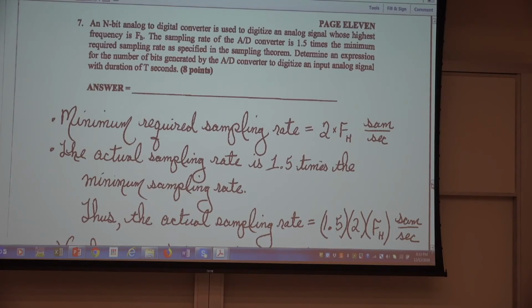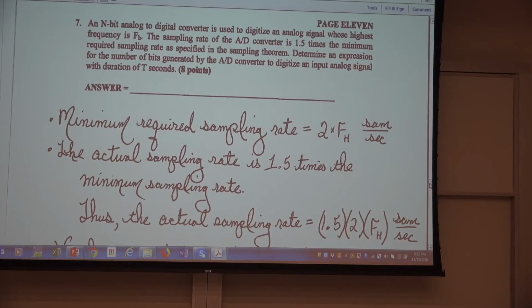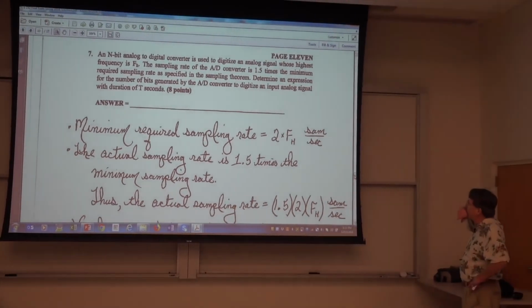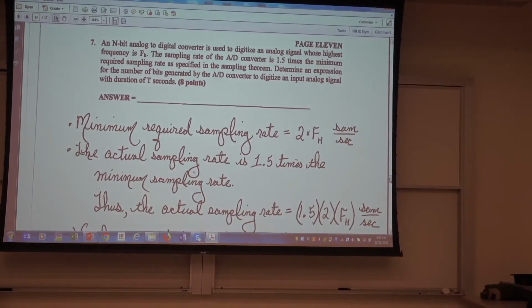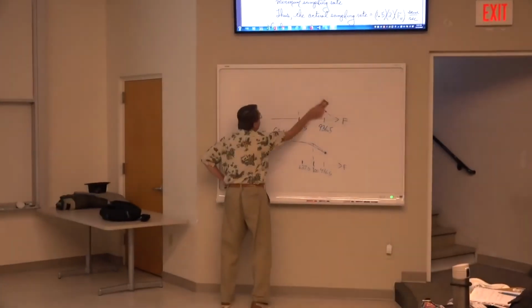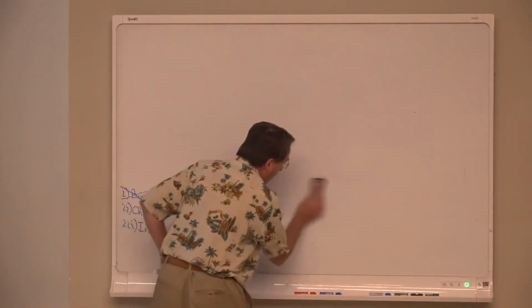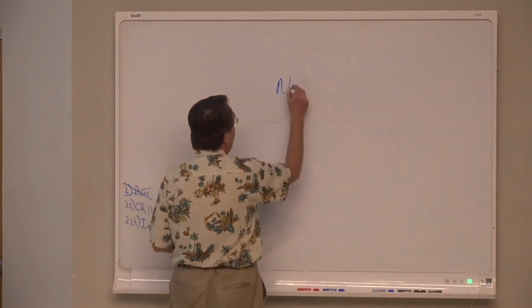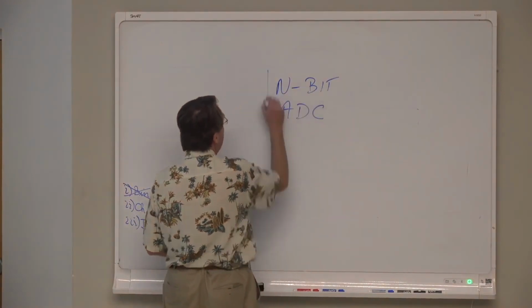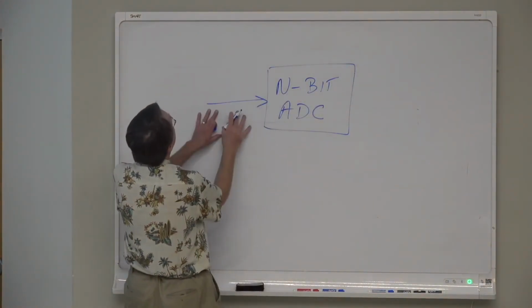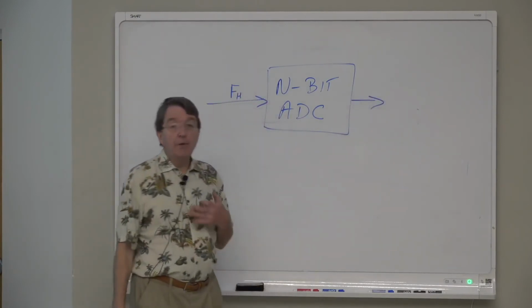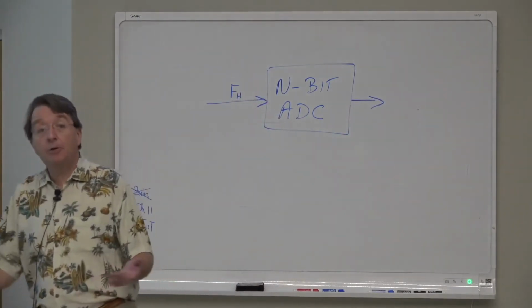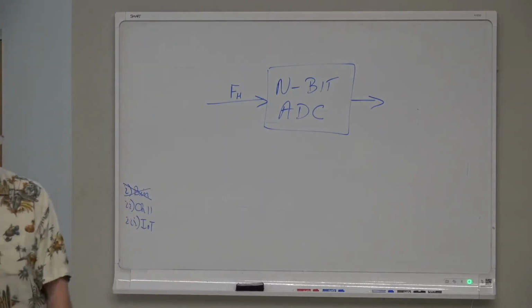Now, the highest frequency in the analog signal is F sub H. The sampling rate is 1.5 times the minimum. Determine an expression for how many bits are generated in capital T seconds. It sounds hard, but I think we're okay. What do we have? An N-bit A to D converter. In comes a signal. Highest frequency is F sub H. And we're going to now figure out how many bits come out per second and then multiply it by capital T, because that's the total number of seconds.